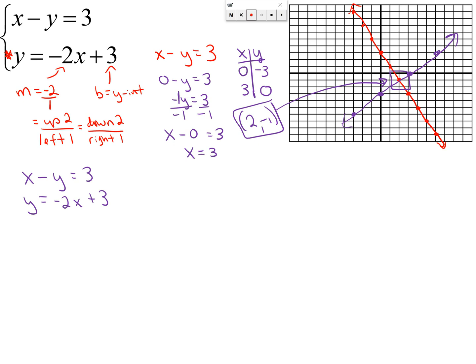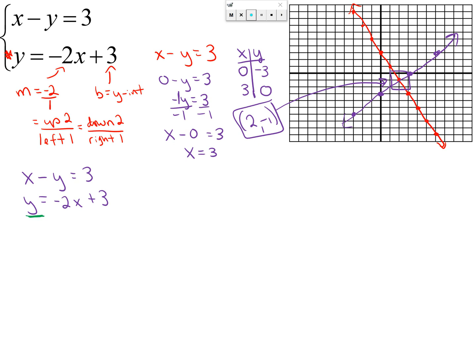No. X and Y, they're not on the same side in both equations. I'm going to have to do some moving to get them there. So instead of having to mess around with switching equations around, look at your second equation. We have a y all by itself. This system has a variable already solved for. This system is ready for substitution.